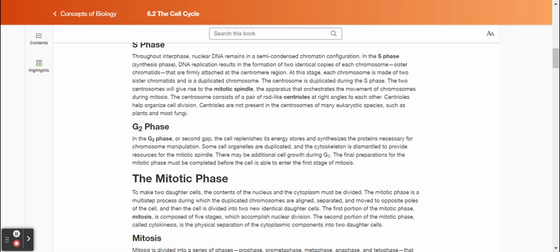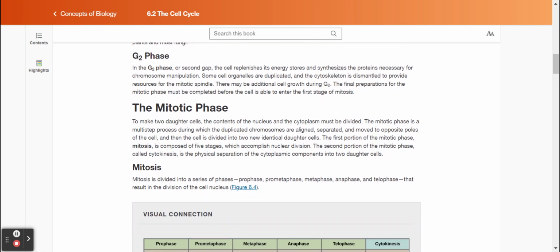The centrosome is duplicated during the S phase. The 2 centrosomes will give rise to the mitotic spindle, the apparatus that orchestrates the movement of chromosomes during mitosis. The centrosome consists of a pair of rod-like centrioles at right angles to each other. Centrioles help organize cell division. Centrioles are not present in the centrosomes of many eukaryotic species, such as plants and most fungi.